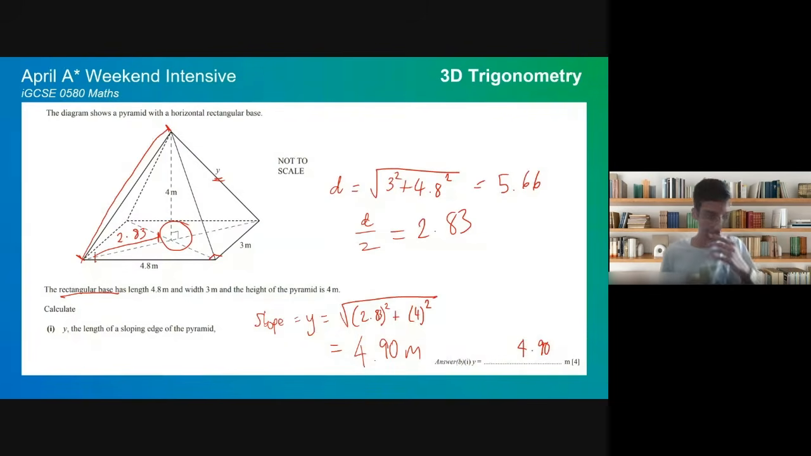So the thing with 3D shapes, often there are many repeated applications of Pythagoras' theorem. So we had to do one case for the base, and then one for the main sloping edge as well, because we're extending the shape into 3 dimensions. So that's an important thing to keep in mind when doing these problems.